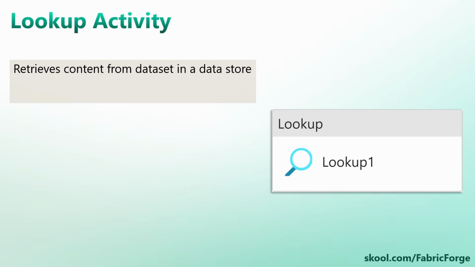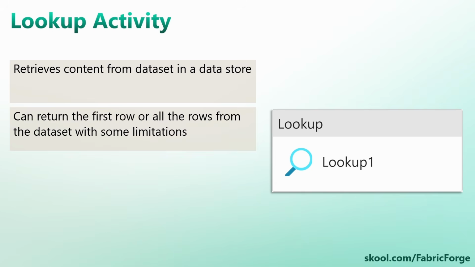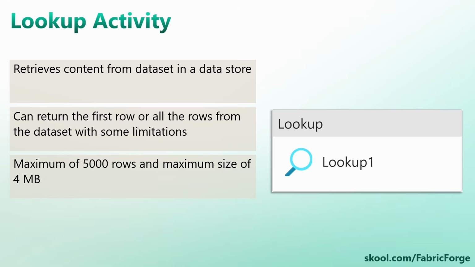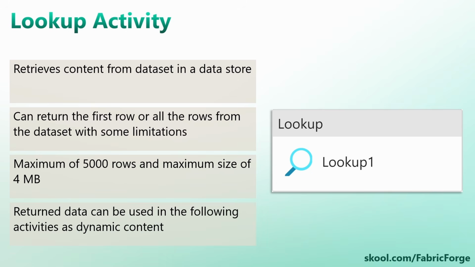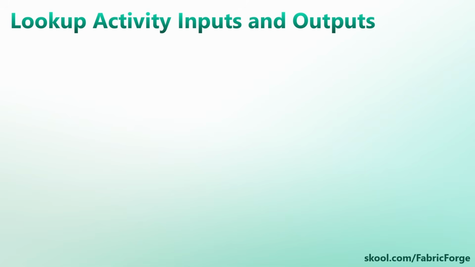The lookup activity can retrieve contents from a dataset that is sitting in some data store. It has two options: to retrieve the first row from the dataset or retrieve all the rows from the dataset. However, there are limitations on how much data the lookup activity can return: a maximum of 5,000 rows and a maximum size of 4 megabytes. After the lookup activity runs, the contents of its output can be used in the following activities as dynamic content. Let's take a look at how inputs and outputs work with the lookup activity.